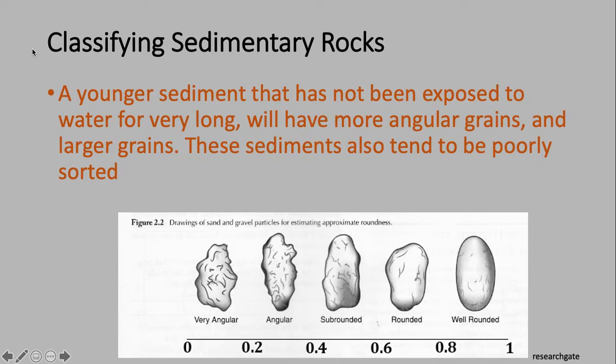A younger sediment that has not been exposed to water for very long will have more angular grains and larger grains. These sediments also tend to be poorly sorted. So on the left side we have a newer sediment, on the right side we have a sediment that's been in the water for a longer time and it's more rounded.